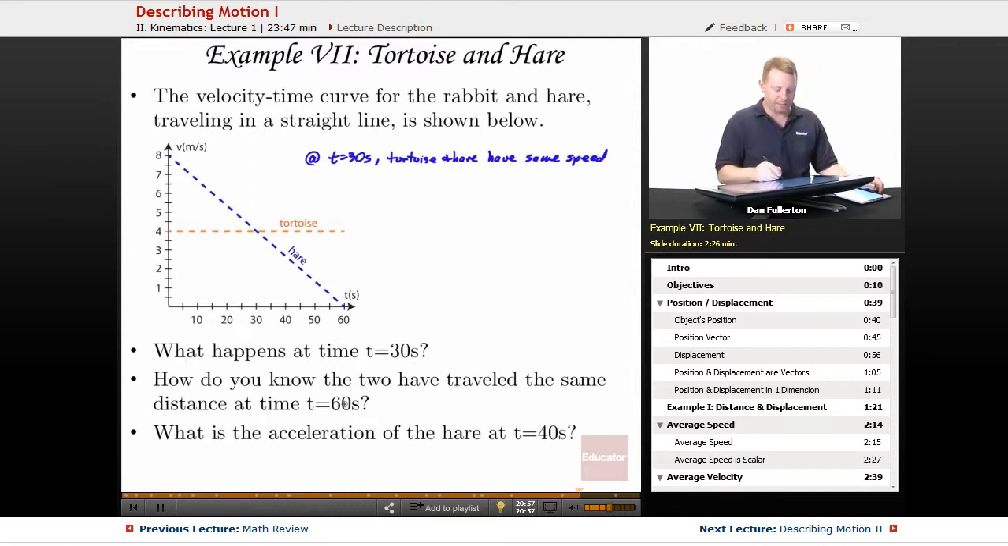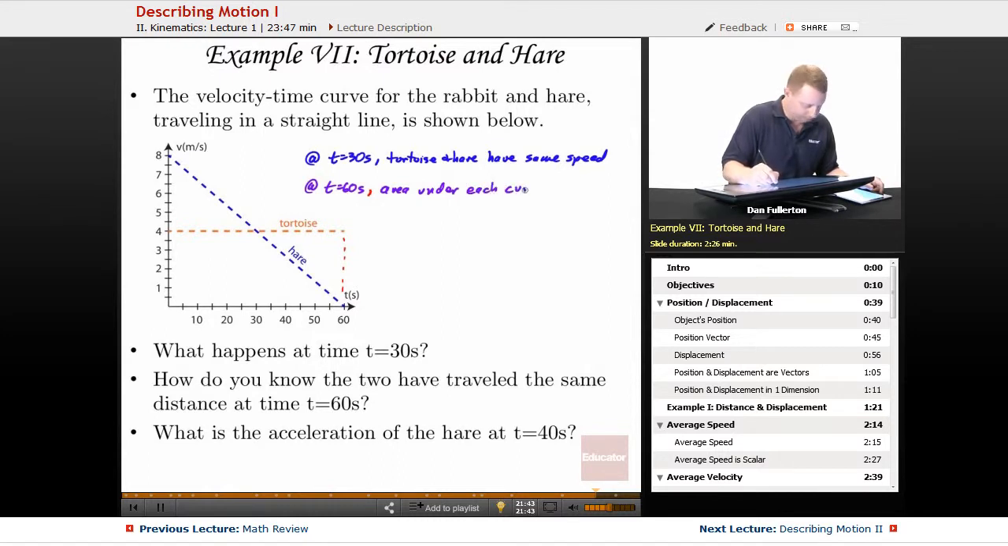How do you know the two have traveled the same distance at time t equals 60 seconds? Well, let's see. At t equals 60 seconds, we're given a velocity time graph. If we want to know distance traveled, that's the area under the graph. So for the tortoise, that would be the area of this rectangle, which is 60 times 4, 240 meters. For the hare, it's the area of this triangle, which you can probably see visually is the same, or use 1/2 base times height. You can find that the area for the hare is 240 meters. So at t equals 60 seconds, the area under each curve is the same. So delta x must be the same.